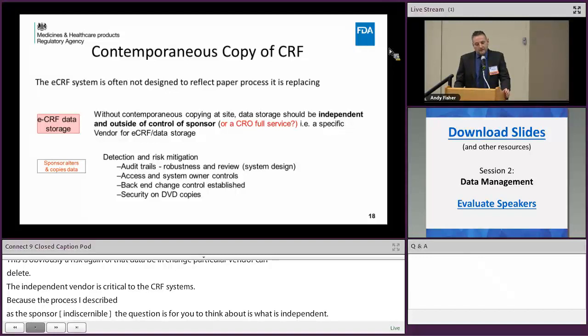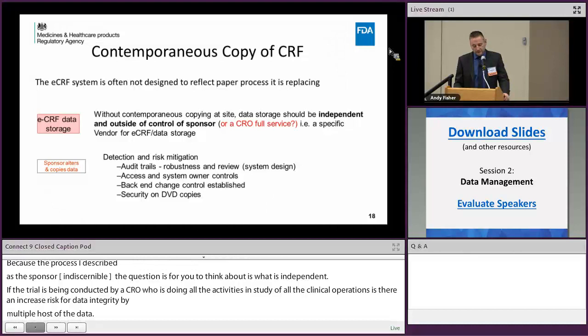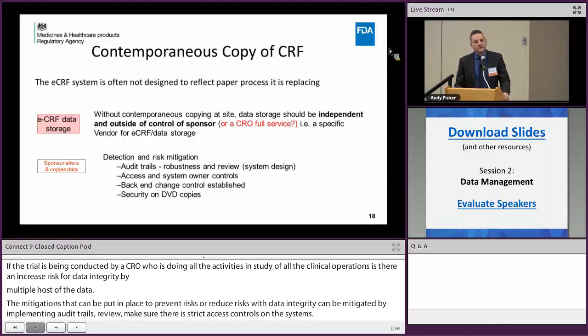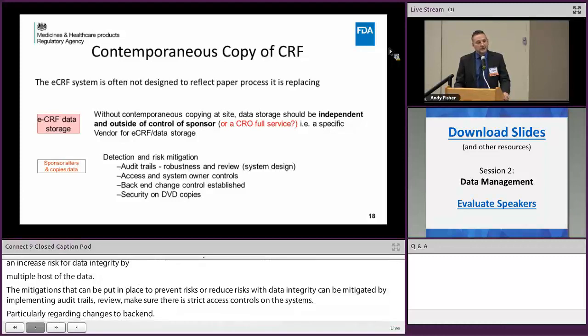And the mitigations that can be put in place to reduce the risk of problems with data integrity can be mitigated by implementing audit trail review, make sure there are strict access controls on the systems, and particularly regarding changes to backend. And this is where a backend change is where you can make a change to a data table in the database via the backend of the system that's not captured in an audit trail.